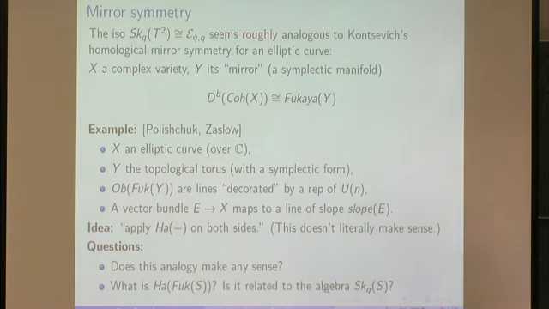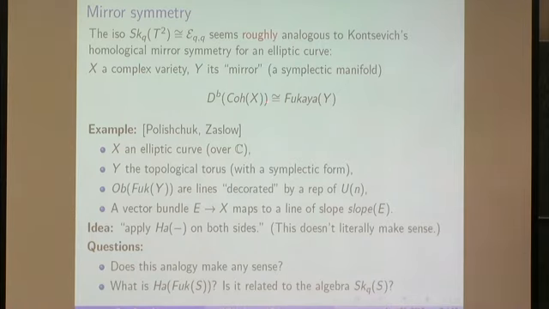So we know what the derived category of coherent sheaves is, but the Fukaya category, very roughly, the objects are lines on the torus decorated by some representation of U(N). And I won't say what morphisms are, etc. Polishchuk and Zaslow showed that these two categories are equivalent.